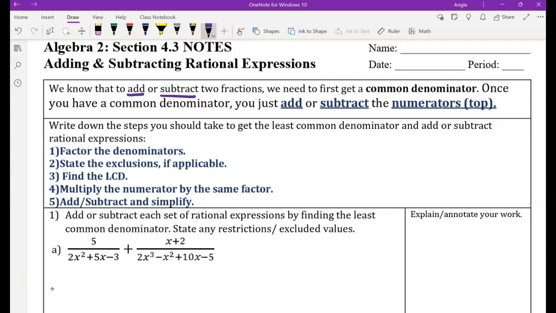So step number 4, multiply the numerator by the same factor that we multiply to your bottom denominator. Then step number 5, we must add or subtract whatever the question is asking, and obviously we must always simplify.